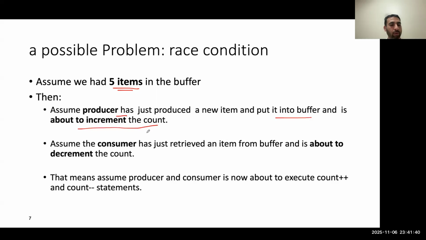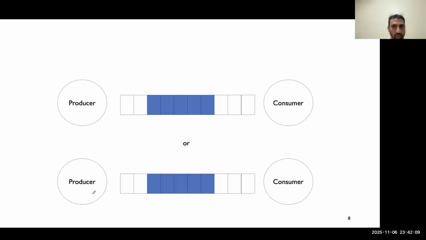At the same time, remember we are assuming the producer and consumer are running on two separate cores at that same time, right? Now, assume that the consumer has just retrieved an item from the buffer and it is about to decrement the count, right? So that is the point in time we are discussing. It means that the producer is about to execute the count plus plus and the consumer is about to execute the count minus minus statement, right? So this is what we are talking about.